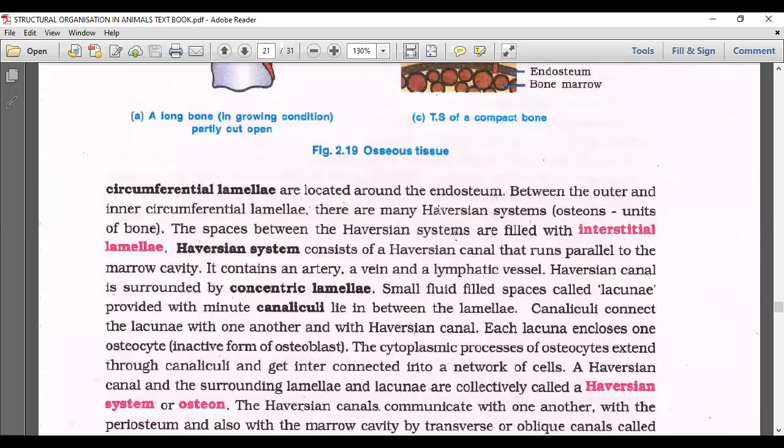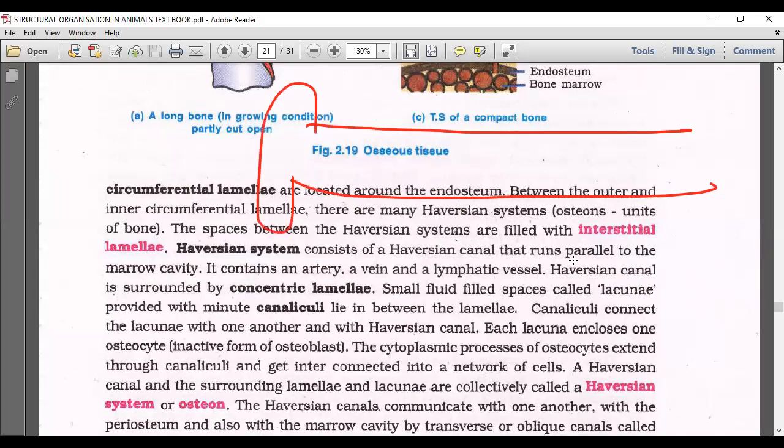So there are many Haversian systems, osteons we call them; they are the units of the bone. The Haversian system is also called osteon. The spaces between the Haversian systems are filled with interstitial lamellae. Then the Haversian system consists of a Haversian canal that runs parallel to the marrow cavity.